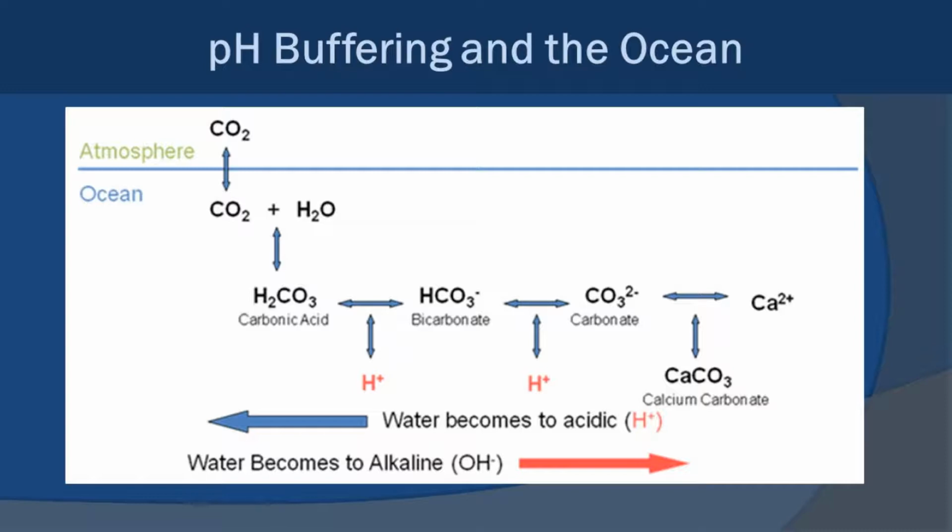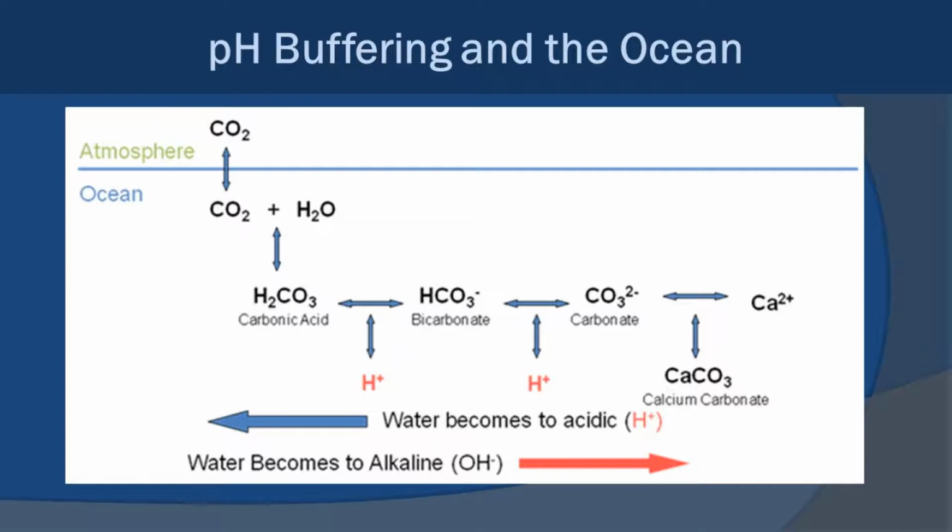Now some of the carbonic acid molecules dissociate into a bicarbonate ion and thus release a hydrogen ion. Now remember, that's sort of the definition of an acid when it releases hydrogen ions and thus decreases the pH. Bicarbonate ions can further dissociate into carbonate, thus releasing an additional hydrogen ion.